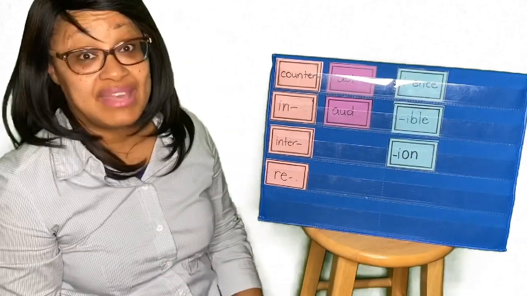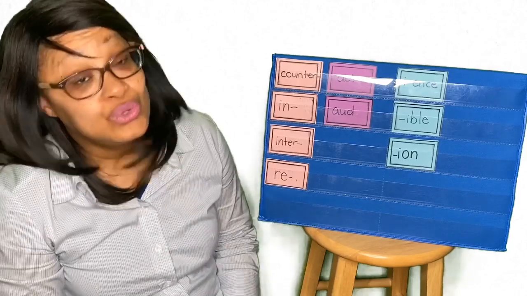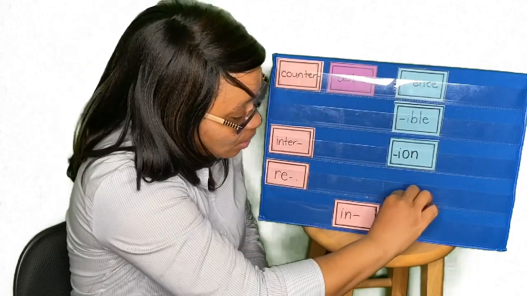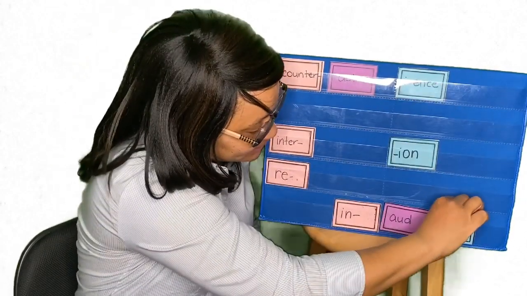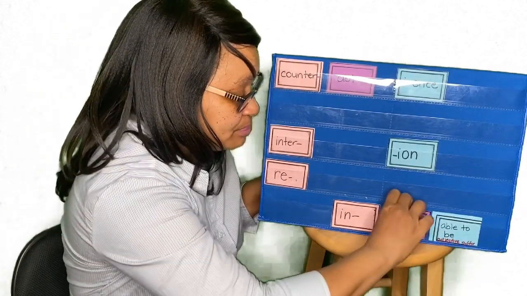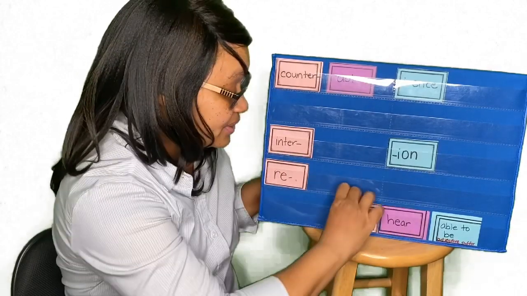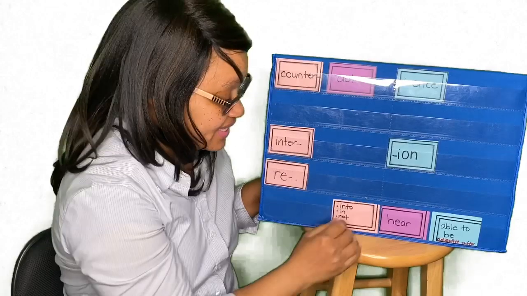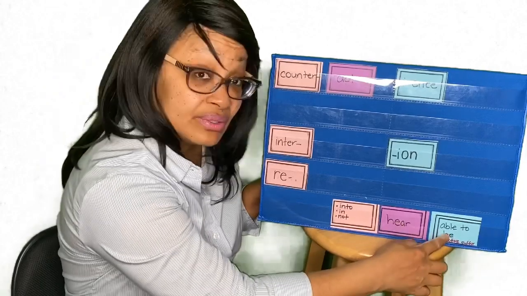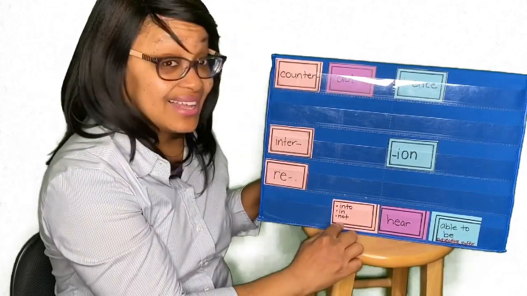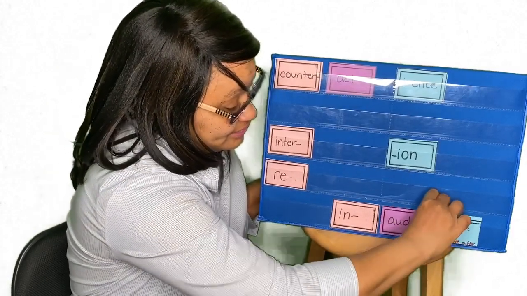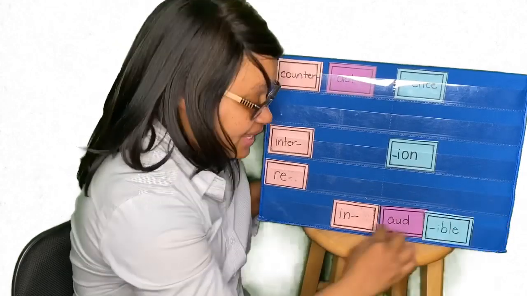Okay, now let's try making some words. Let's do inaudible. So we have in, aud, able. Inaudible, able to be heard, and the in would not be into or in, it would be not. So inaudible is able to be heard not, or not able to be heard. In, aud, able, inaudible.